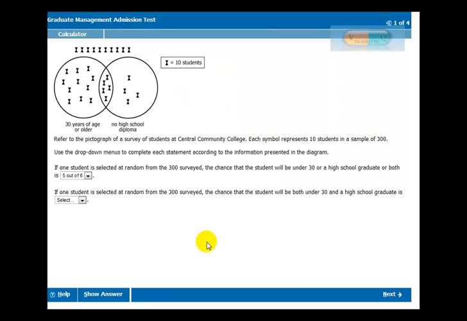So then you come back to this table. Well, is that one of the answer choices? Yes, here it is. 1 out of 3. So that's your final answer. Choose it and move on.